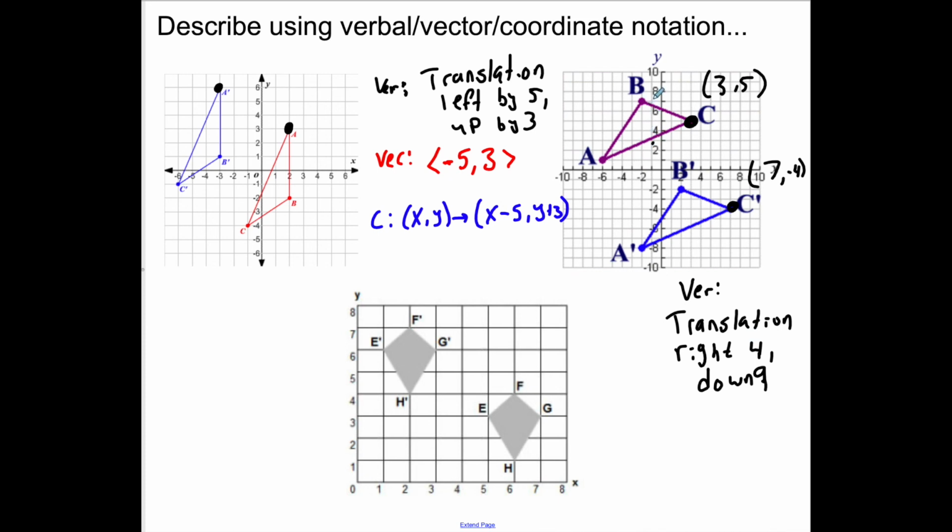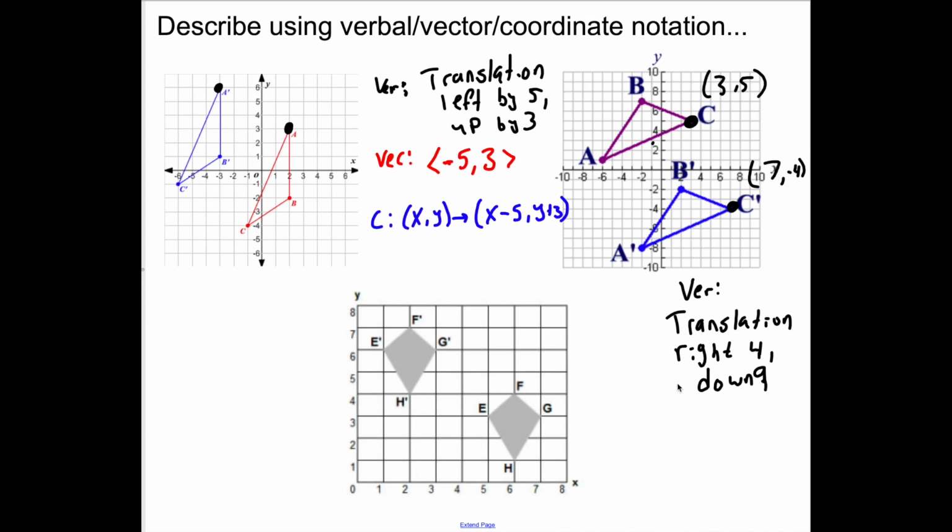All right, let's just check B to see if this is right. So B, if I translate right 4, 1, 2, 3, 4, and then down 9, 1, 2, 3, 4, 5, 6, 7, 8, 9. A, I can do the same thing. Right 4, and then down 9. Okay, so I can see it works in all cases. So that's a good sign.